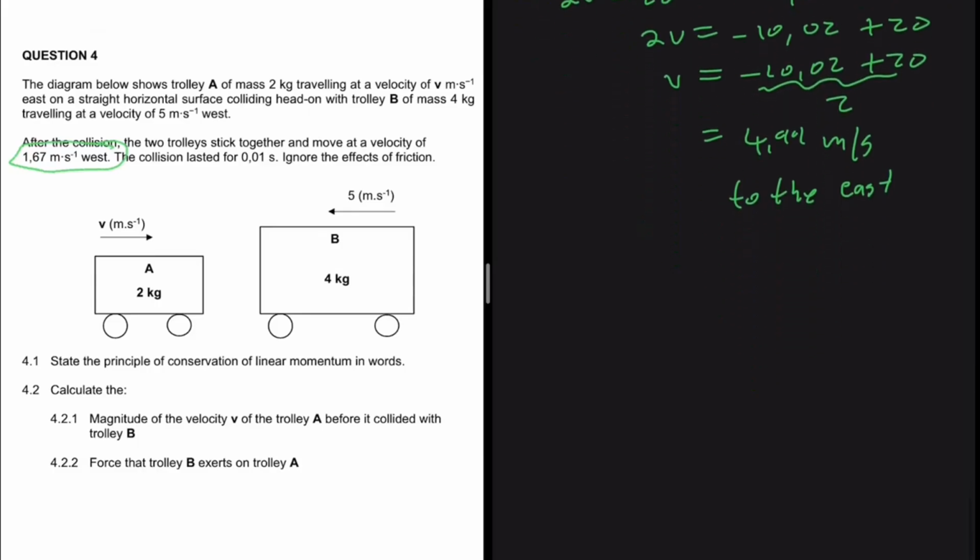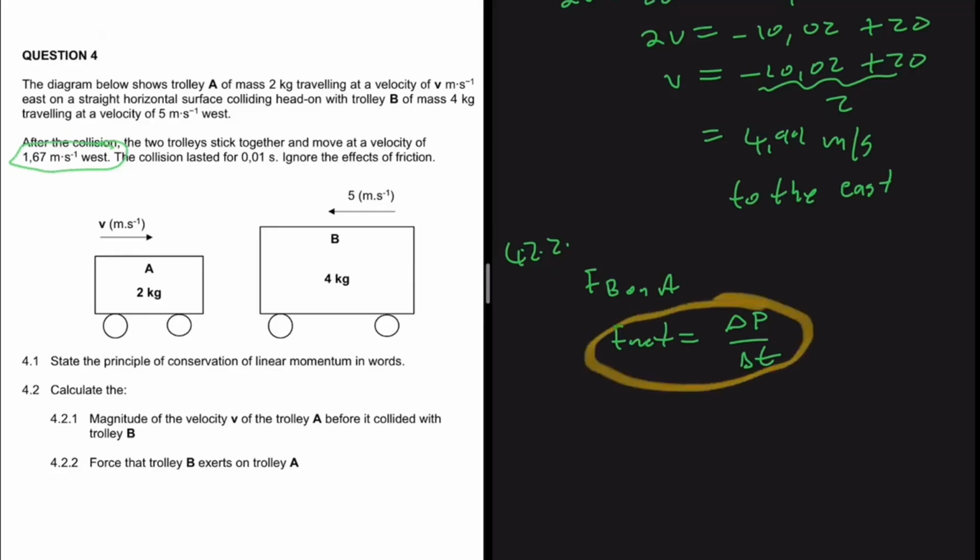And now we can do 4.2.2. 4.2.2 says, let's calculate the force that trolley B exerts on trolley A, right? The force that B exerts on trolley A. Since this question is on momentum and impulse, let's use Newton's second law in terms of momentum, right? We know fully well that it says that F net is equal to the rate of change in momentum. So if we can calculate the rate of change in momentum of trolley A, then we will know the force that B exerts on A.